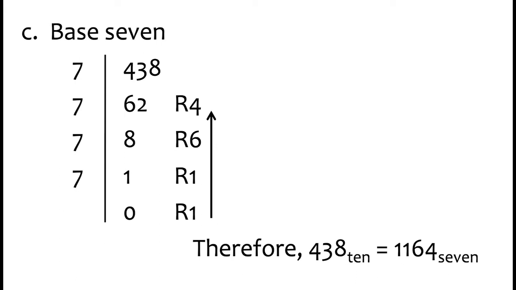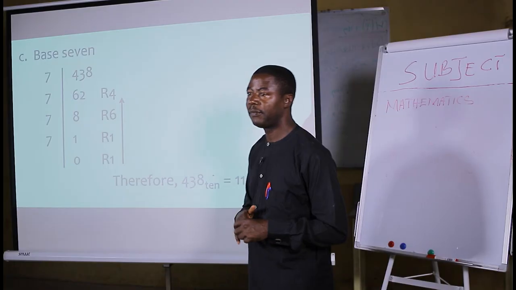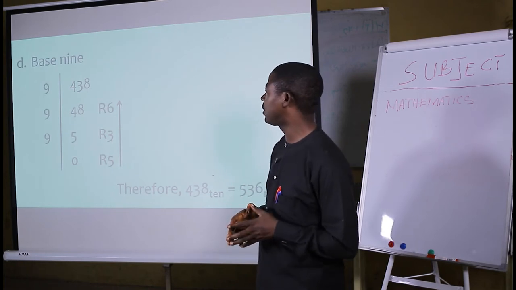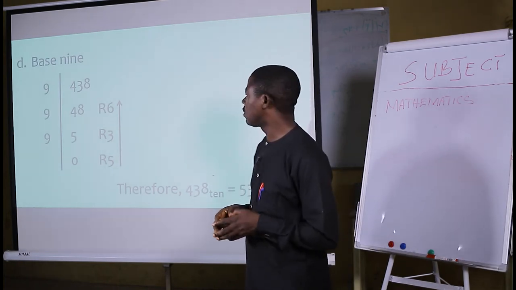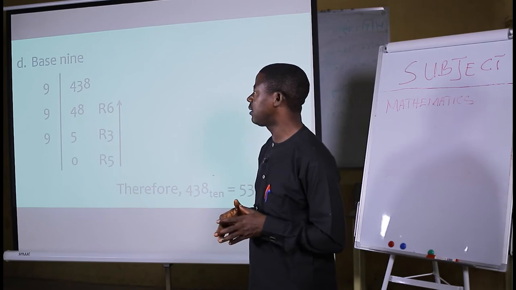438 base 10 will be equivalent to 1164 base 7. Then we move to the last question, D. We are converting 438 base 10 to base 9.